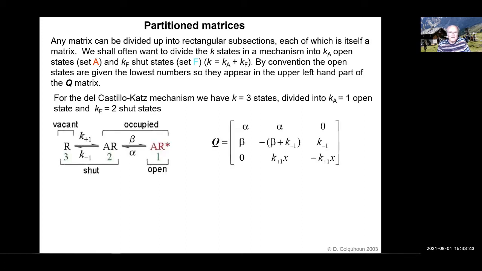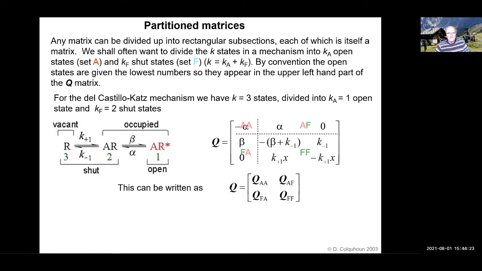So for the Del Castillo-Katz mechanism, there's the Q matrix, and we can divide it into open states and shut states that way. This top left-hand corner is open to open, A to A. This bottom right-hand corner is shut to shut transition, so it's F to F. The top right-hand corner is open to shut transition, so it's AF, and this is FA. So we can write the Q matrix as a partition matrix, partitioned into open states and shut states, like that.